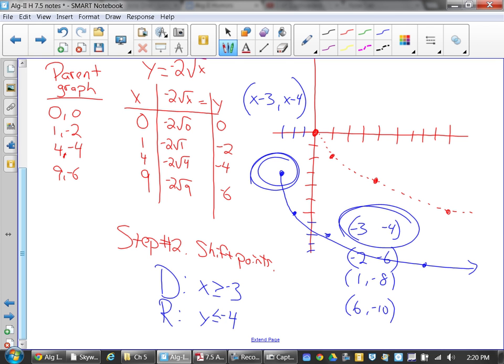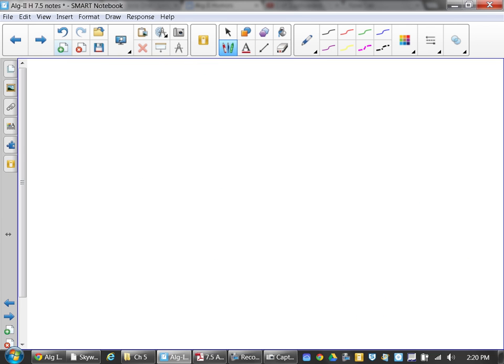The next part is just doing the same thing with the cube root function. You follow the exact same steps. So if your parent or your generic form was y equals a cube root of x minus h plus k, that was our generic form. We follow the exact same steps to solve these problems. None of that changes whatsoever.